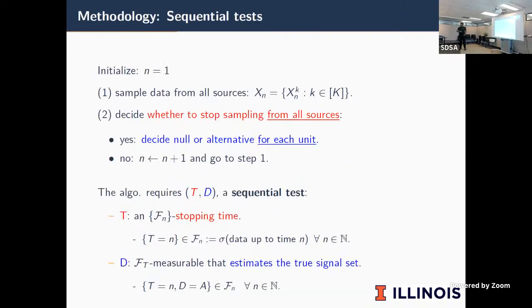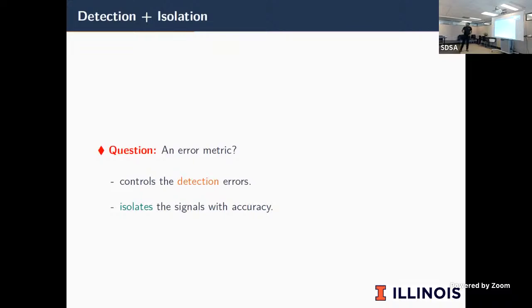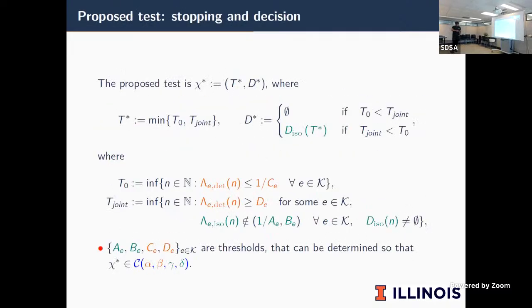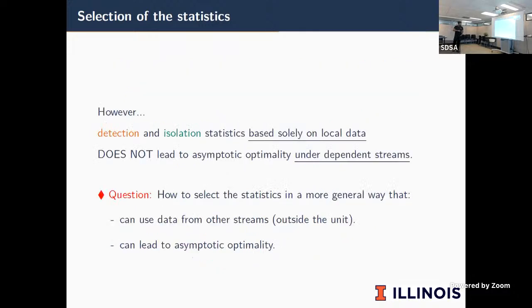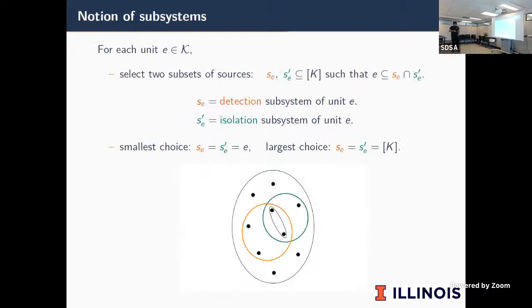Any other question? Yes. Maybe you'll cover this later, but you talked about the subsystems, right? You have to choose. It seems to me like there could be multiple subsystems that satisfy this criteria. Yes, exactly, you are right. I'll talk about that later. That's a very good question. So there are multiple choices of subsystems. The smallest choice is the unit itself, which has been done so far in the literature, and that's what we call the local statistics. You just compute your statistics based on the local data. That doesn't give the asymptotic optimality? Exactly. That was done in the previous literature, and that could not give me asymptotic optimality.